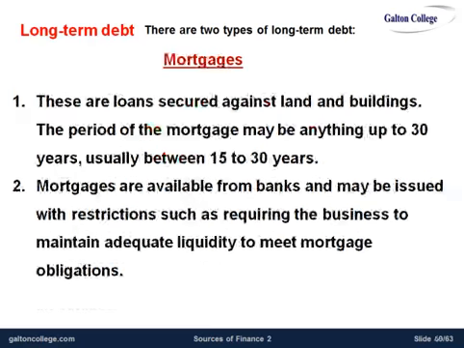Next is mortgages. Well, these are long-term loans, usually against land and buildings, and it could be 30 years, 20 years, 25 years, whatever. Long-term. Mortgages are generally available from banks, and they usually have restrictions, usually requiring the business to maintain a certain amount of liquidity, a certain amount of cash to meet the mortgage obligations.